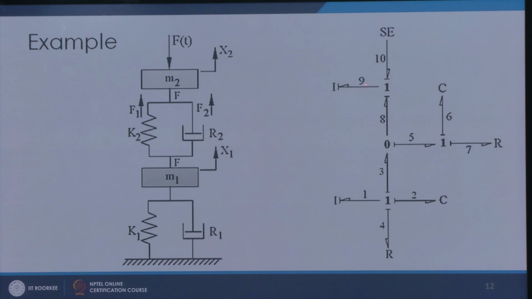So, I attach an I here, and this spring and damper will be subjected to the velocity difference between this and this, that is x2 and x1. So, I just find out the velocity difference. This is the x1 velocity and this is the x2 velocity. Okay. So, I found out the difference here, and here I attach this C and R.